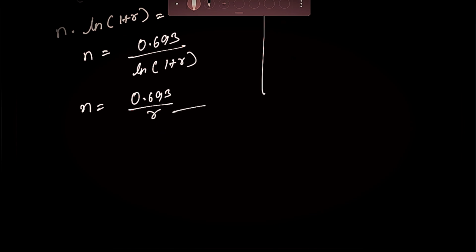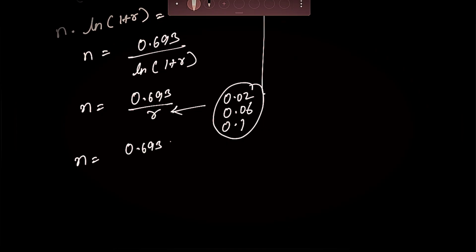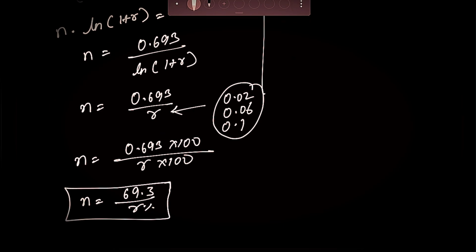Now if you remember, r is 0.02 for 2%, 0.06 for 6%, 0.1 for 10%. To convert this into a percentage rate, we multiply both the numerator and denominator by 100, which gives us 0.693 into 100 by r into 100. So the time comes to 69.3 by r. Here is the actual formula.